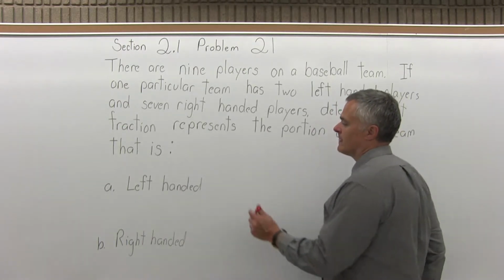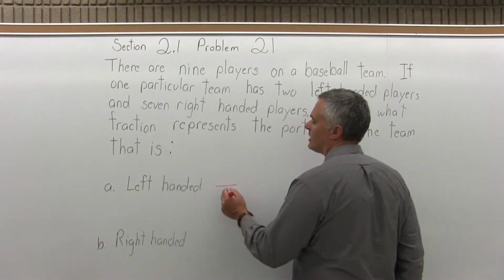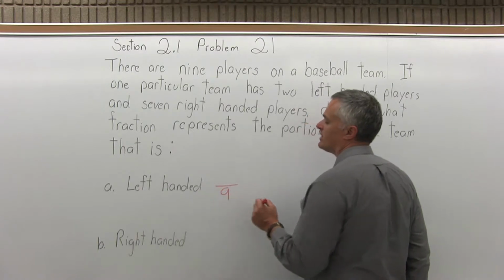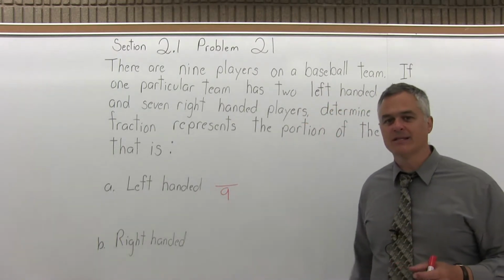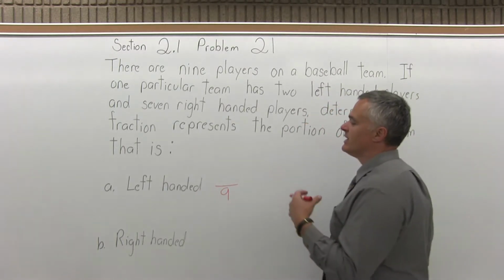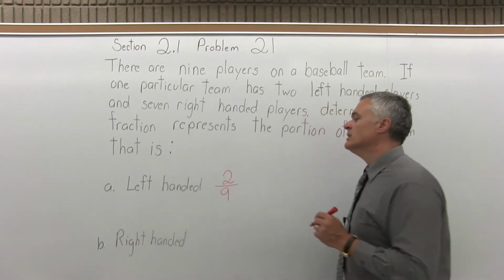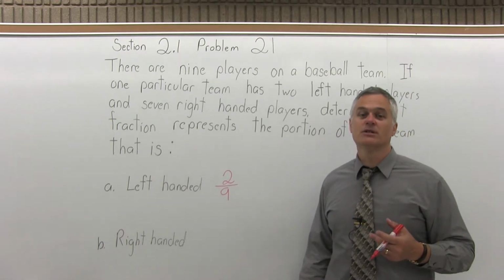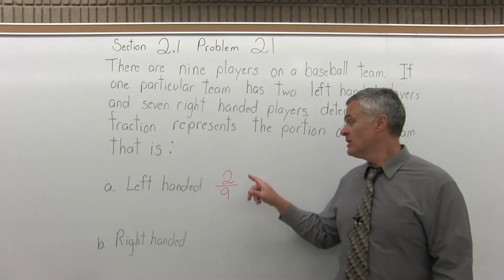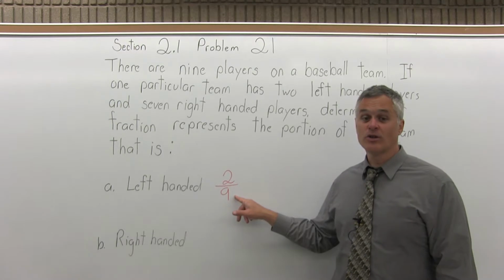So, altogether we have 9 players on the baseball team, so the denominator, or lower part of the fraction, will be 9. That's how many items we have altogether. Now the number of those 9 players that are left-handed is 2. So the fraction of the team that is left-handed would be 2/9. 2 left-handed players out of 9 altogether.